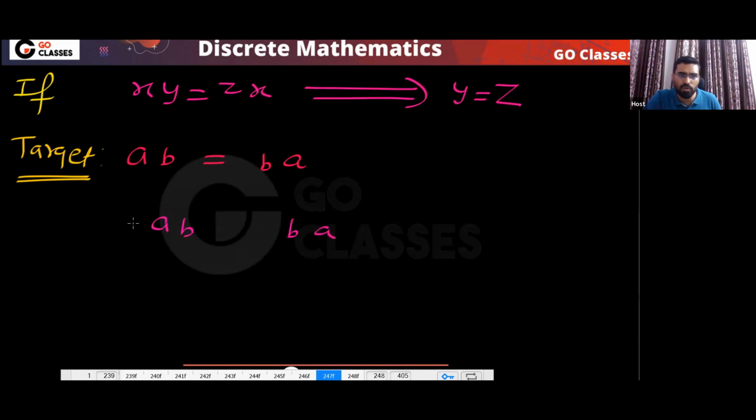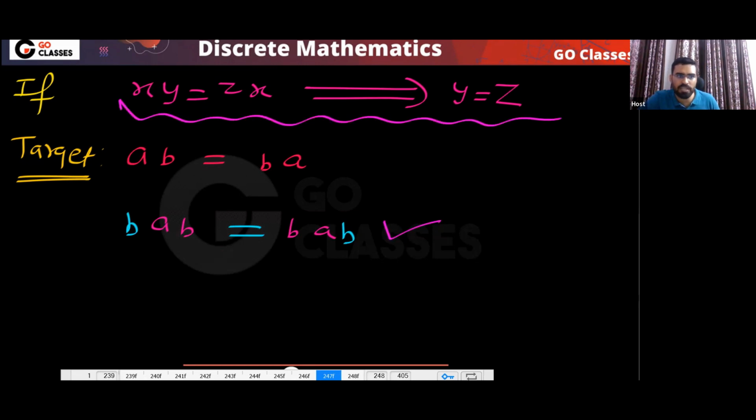This is my target. So what will I do? Let me do it like this. Are they the same? BAB equal to BAB. Are they the same? Tell me. BAB equal to BAB. Yes, of course. Now, by this property, what can you do? By this property, see, they are the same. BAB equal to BAB. Yes, because of associative.